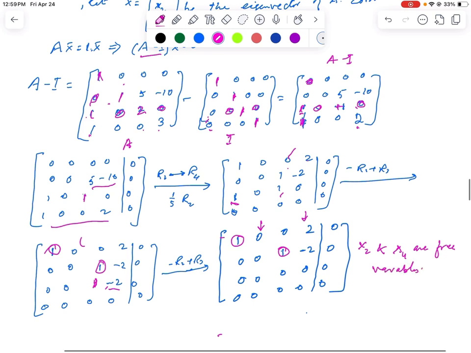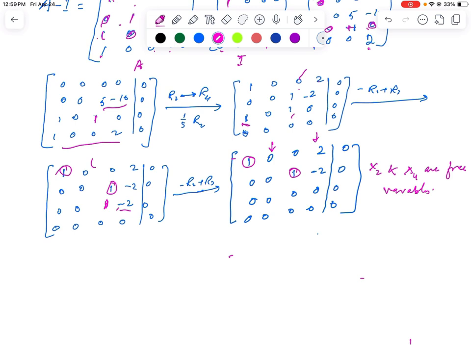So now we can keep them as x2 and x4, or we can call them s and t. We'll see. Let's first write our equations. The first equation gives me x1 plus 2x4 is equal to 0. And the second is x3 minus 2x4 is equal to 0.